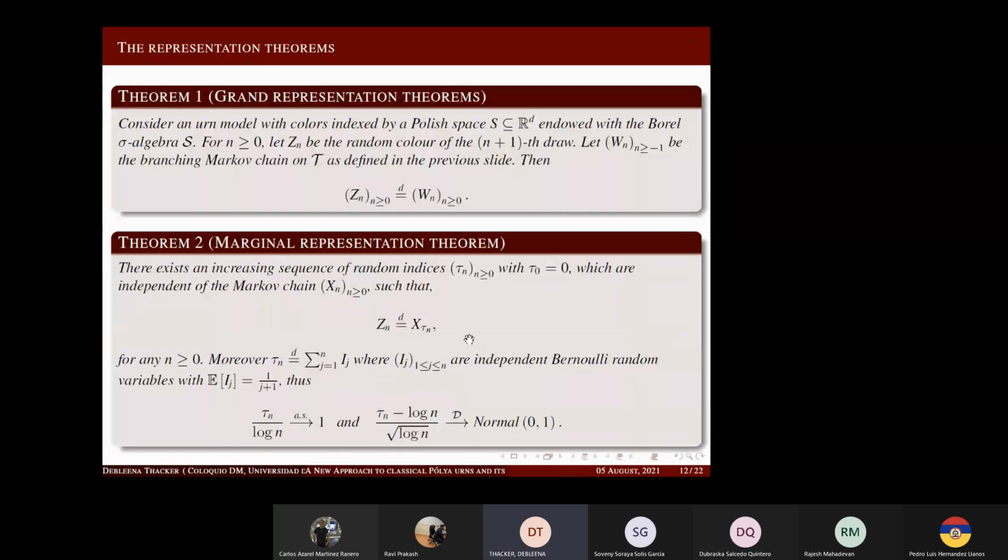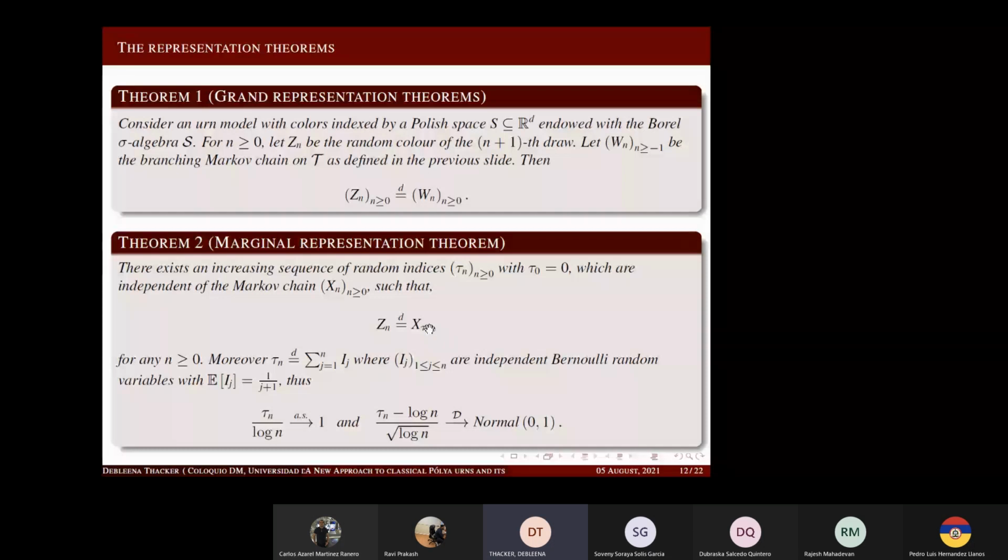And another thing is that when you take the marginal distribution of Zn in this theorem too, and recall that Xn was our associated Markov chain, what we are saying is that Zn has the same law as X sub tau n, where I will explain in a bit what tau n is. So now maybe we are a bit happy because we see Xn explicitly. The marginal law of the color chosen has the same law as X tau n, where tau n is kind of the depth of this random recursive tree.